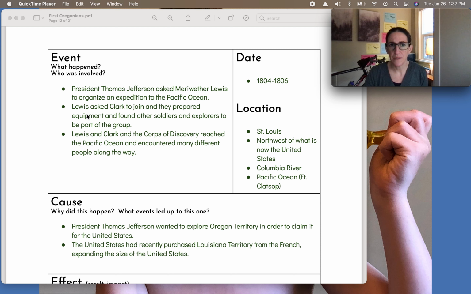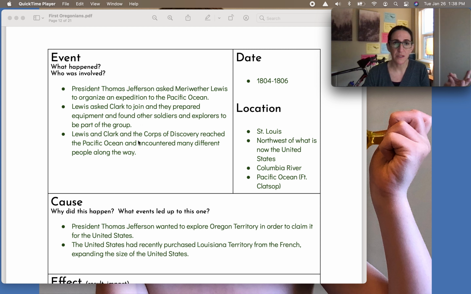So what really happened and who was involved? This is kind of where you write the facts of the important event. President Thomas Jefferson asked Meriwether Lewis to organize an expedition to the Pacific Ocean. Then Lewis asked Clark to join, and they prepared equipment and found other soldiers and explorers to be part of the group. It actually took them quite a long time to prepare.